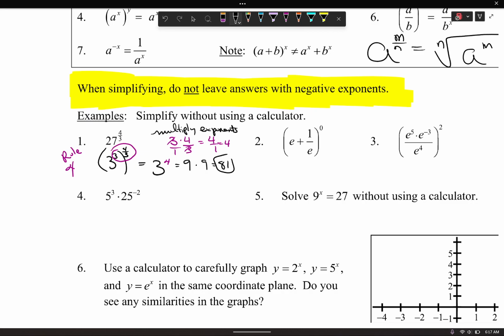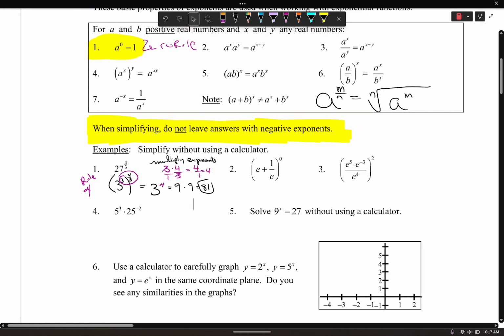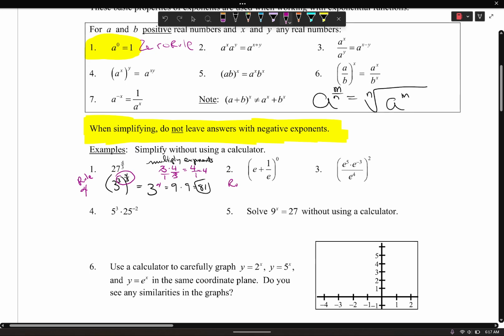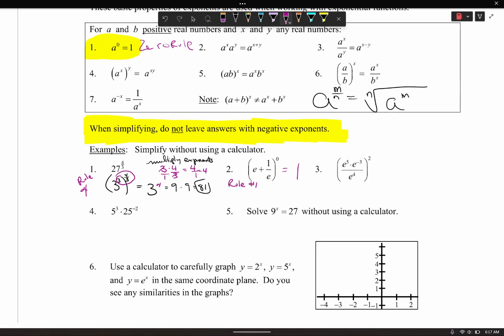Zero rule. Number 2 is the zero rule. This is rule number 1. He thinks it's so important that you need to know that anything to the 0 power is just 1. I don't have to worry about adding these up first. I don't need to worry about distributing this 0. This whole thing is equal to the 0 power. That's why it's equal to 1.